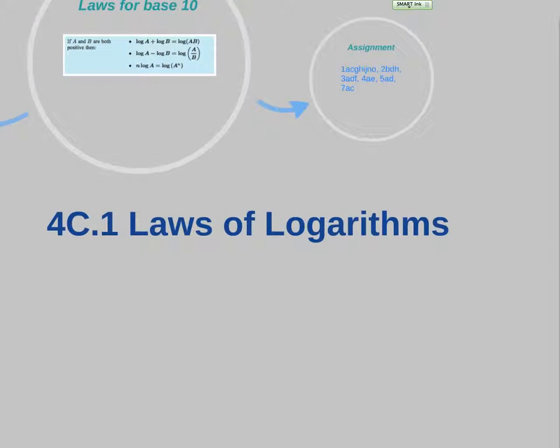And so we've got C1, laws of logarithms. We will be talking about the laws today, and then we'll use the laws in a little bit of a different way tomorrow for C2, kind of use them with equations. But it's important that we get all these laws down today.